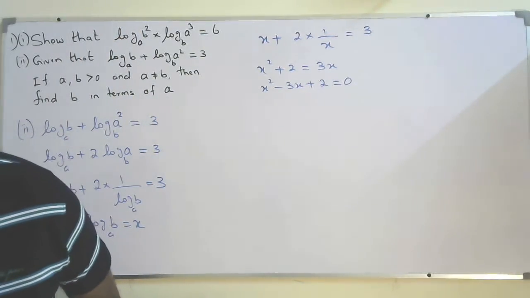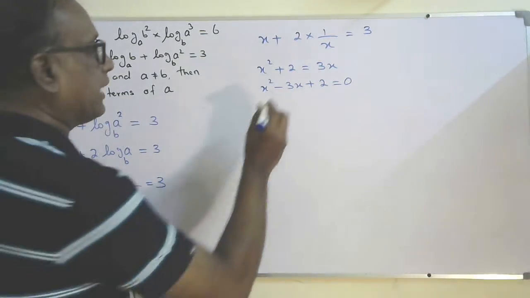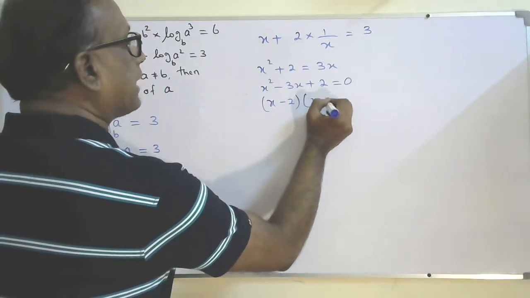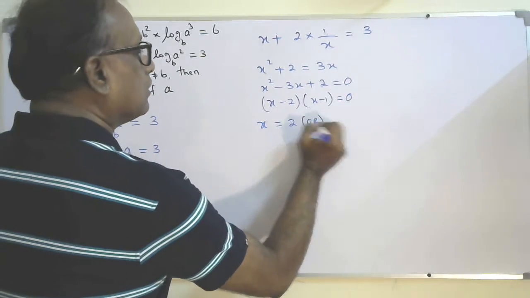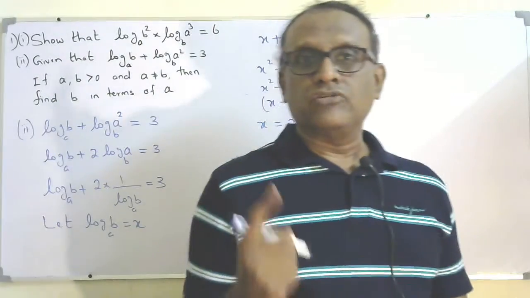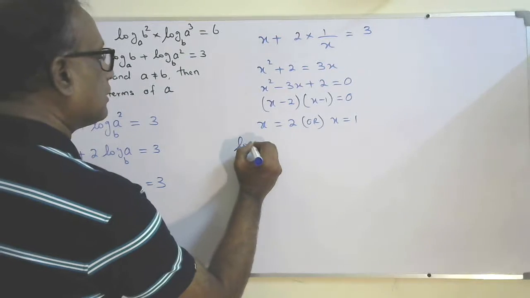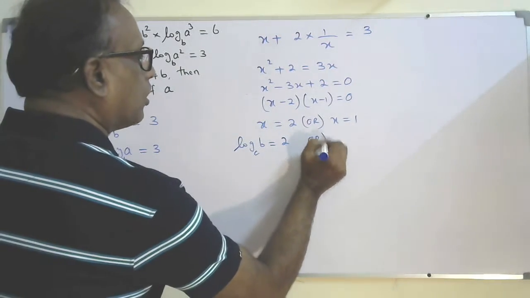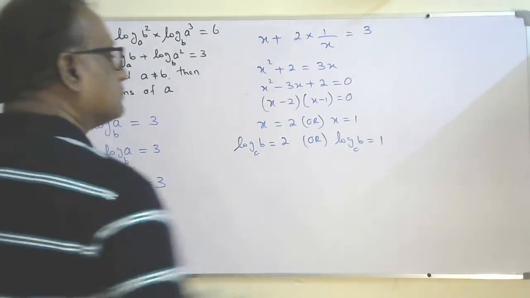So we'll factorize it. It's going to be x minus 2 into x minus 1. You know how to factorize it. X minus 2 into x minus 1 equals 0. So x equal 2 or x equal 1. Right, so I found the value of x. That means I found the value of log a of b. That means log a of b equal 2 or log a of b equal 1.